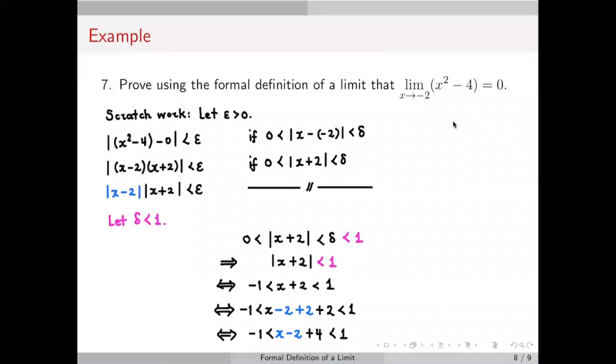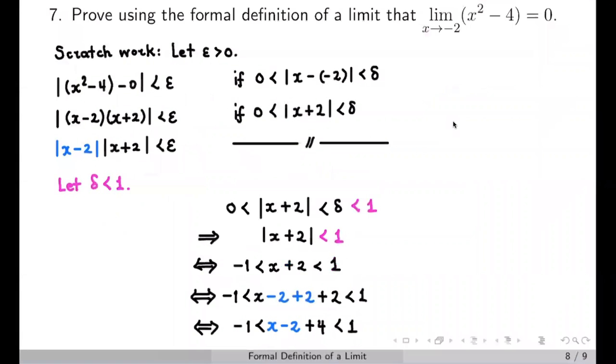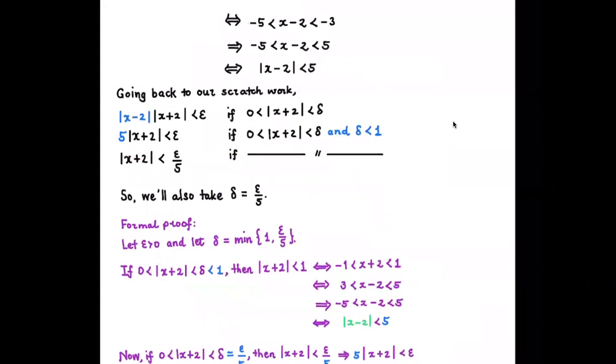So this becomes -1 minus 4, so we get -5. And then 1 minus 4 is -3. So we get here -5 is less than x minus 2 is less than -3. For this one, we choose -5 because it will produce a bigger interval, instead of having -3. x minus 2 less than 3. Okay, so this is equivalent to absolute value of x minus 2 is less than 5.